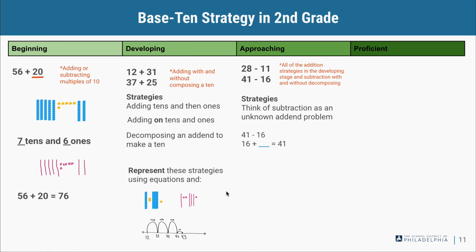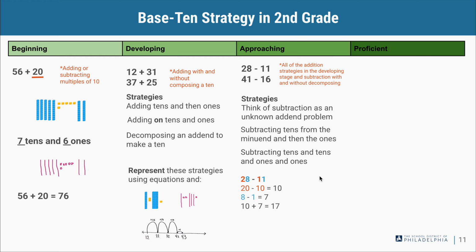Some of the strategies we will encourage students to use in this category. The first is thinking of subtraction as an unknown addend problem. So for 41 minus 16, thinking about that problem as 16 plus what equals 41. Another strategy could be subtracting 10s from the minuend and then the ones. So 41 minus 16, start by subtracting my 10s, so 41 minus 10, then subtract my 1s, and I get the difference.